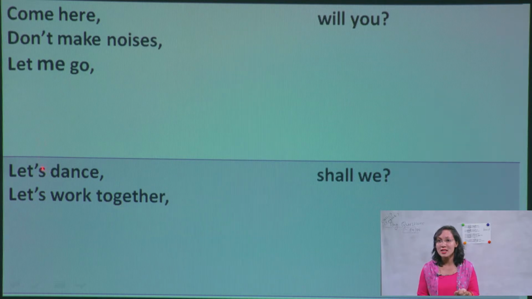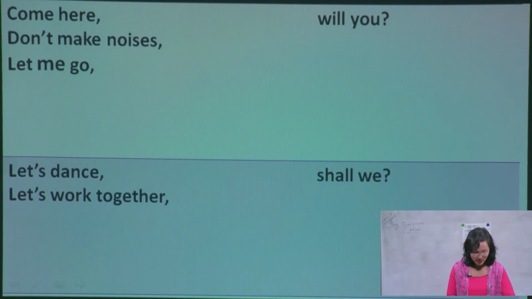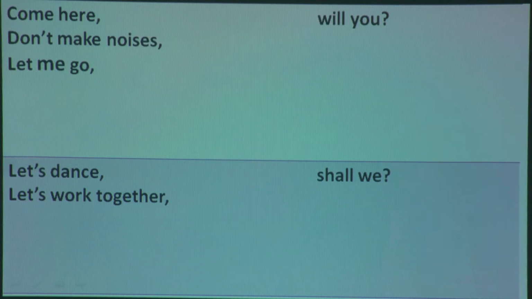Let's dance means you plus somebody. So you are suggesting let's do something, let's work, let's dance, let's enjoy the party. Now you are suggesting someone, that's why it means you plus somebody, that's why shall we. Okay students, now there are some more things left. What do you think?